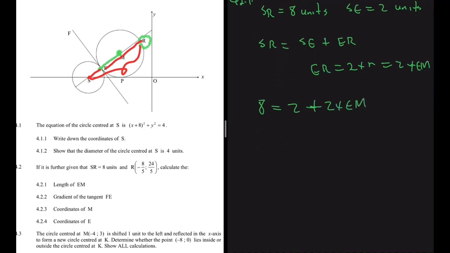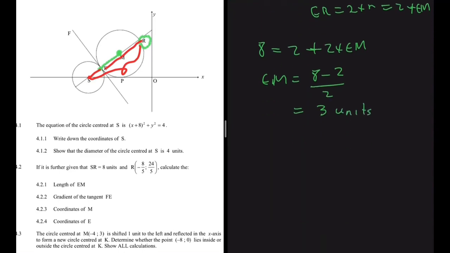So you can see now that EM will be equal to 8 minus 2 divided by 2, right? So 8 minus 2 is 6, and then 6 divided by 2 is 3. So EM is 3 units, right? And now we can do 4.2.2.